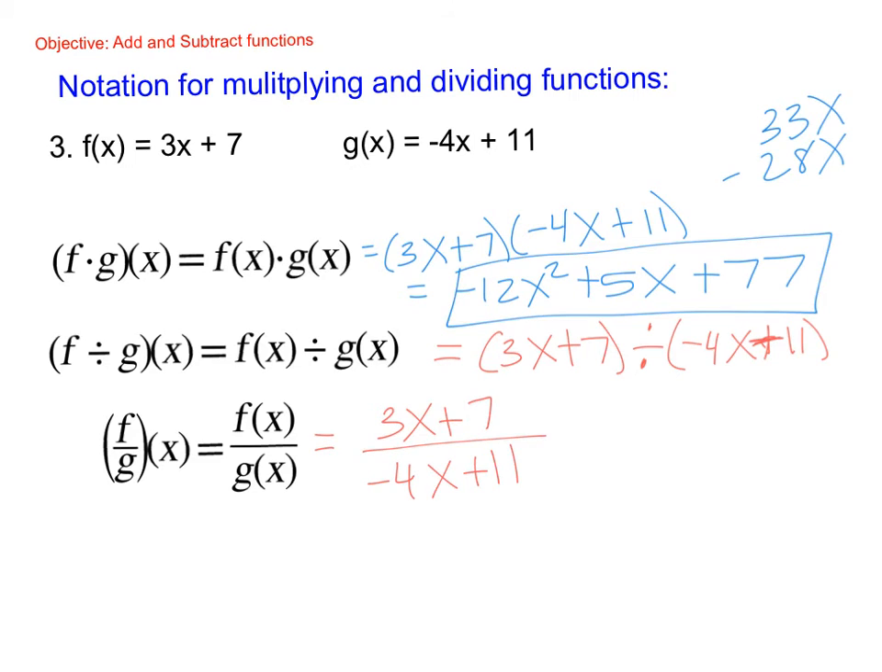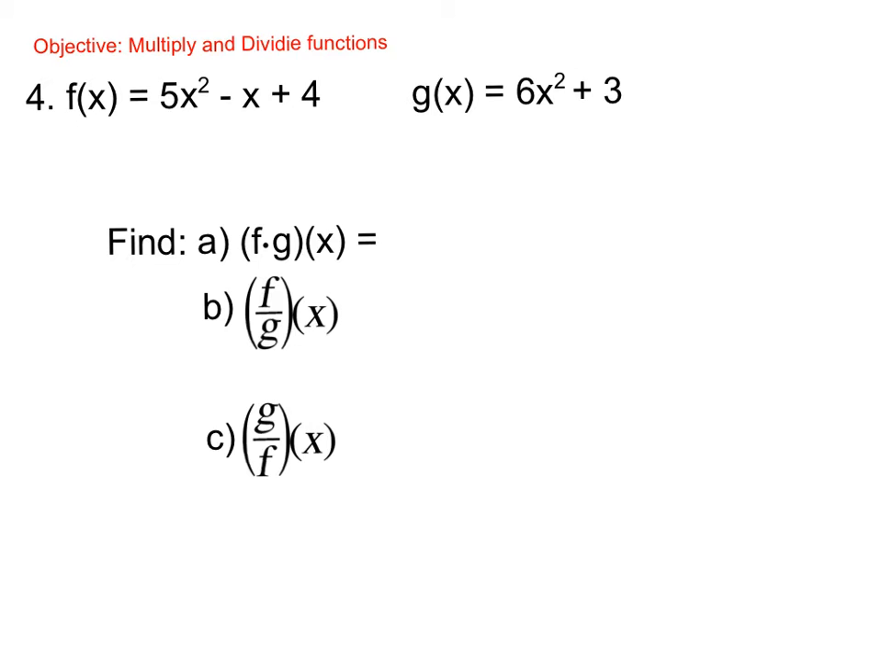Now, the one thing you do want to think about is the domain. The domain of f and g in this one, all real numbers, all real numbers. However, when we turn it into a division, remember, what can you not have in the bottom? So it'll be all real numbers except x equals 11 over 4. So that is something you want to think about. The domain changes when you start doing these operations, specifically division. All right, pause the video, do this one on your own.